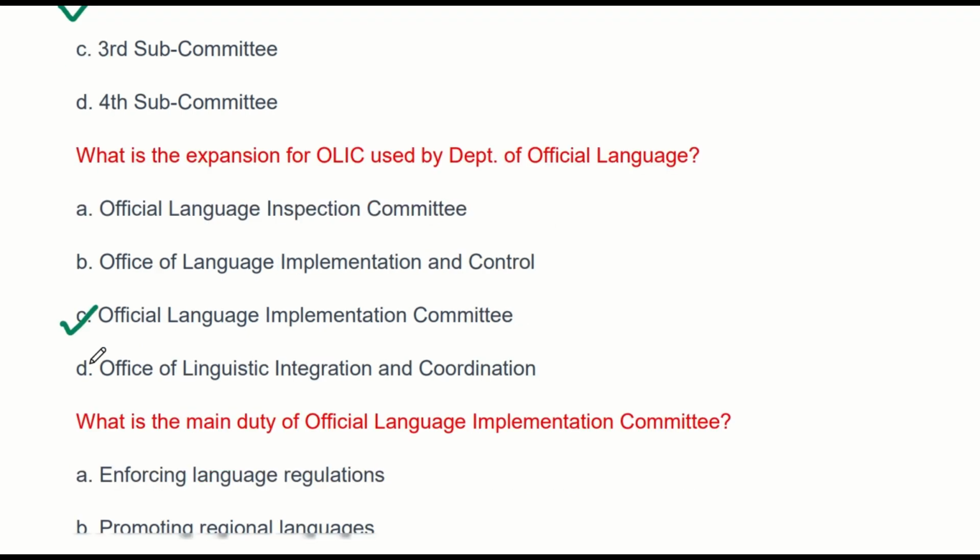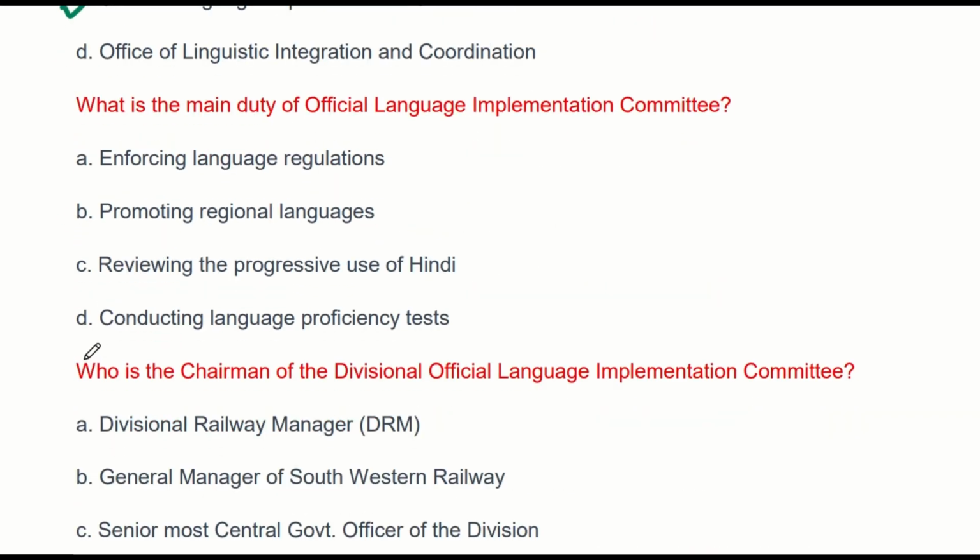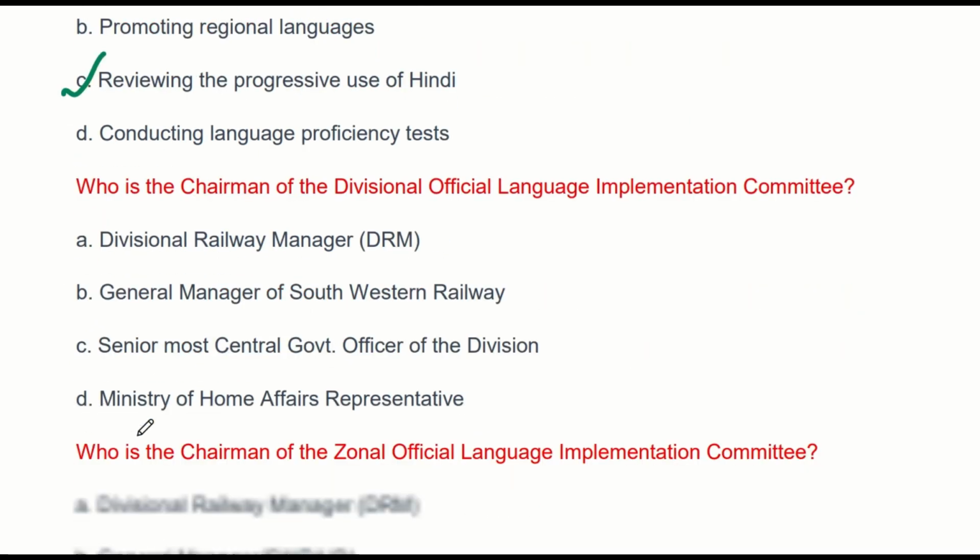Official Language Implementation Committee. What is the main duty of Official Language Implementation Committee? A. Enforcing language regulations. B. Promoting regional languages. C. Reviewing the progressive use of Hindi. D. Conducting language proficiency tests. And right option is option C. Reviewing the progressive use of Hindi.